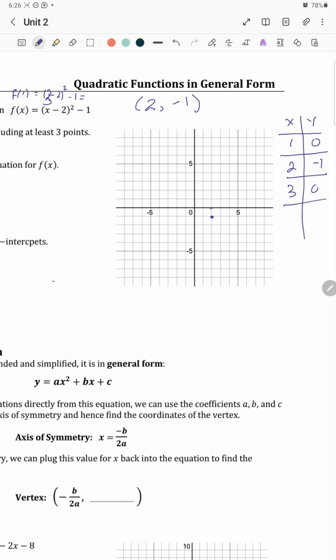Now let's plot. x is 1, y is 0. x is 2, y is minus 1. x is 3, y is 0. So using these 3 values, we are going to plot the graph.